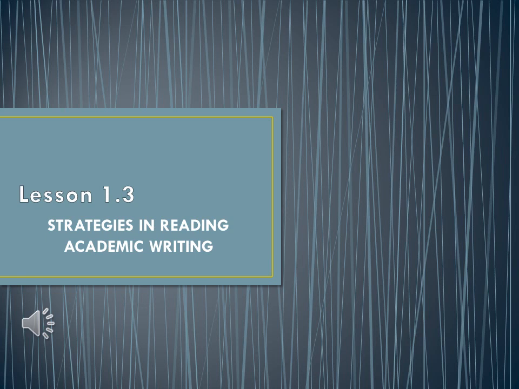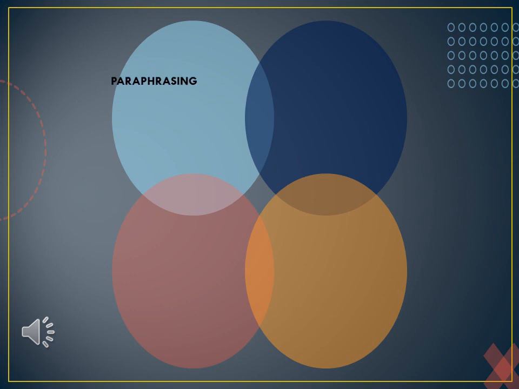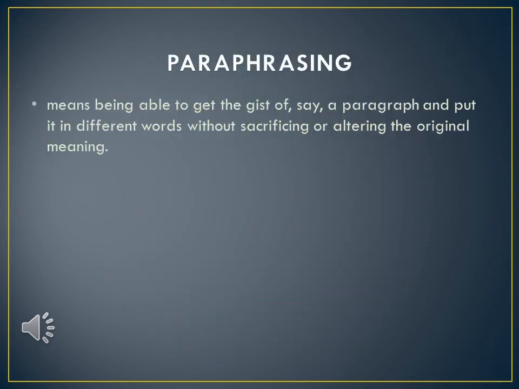Next one, we have strategies in reading academic writing. We have the following concepts: paraphrasing, summarizing, synthesizing, and outlining. So we have paraphrasing. When we say paraphrasing, it means being able to get the gist of, say, a paragraph and put it in different words without sacrificing or altering the original meaning.